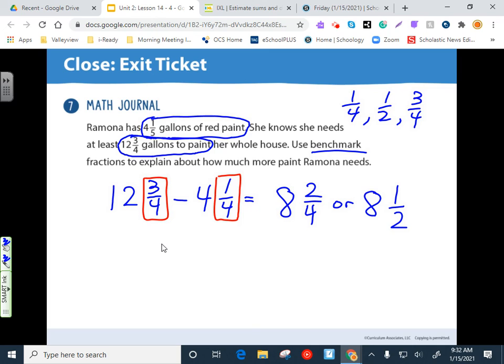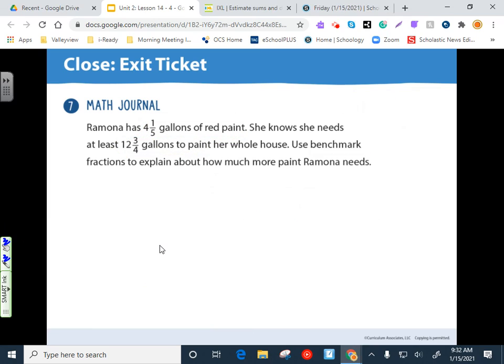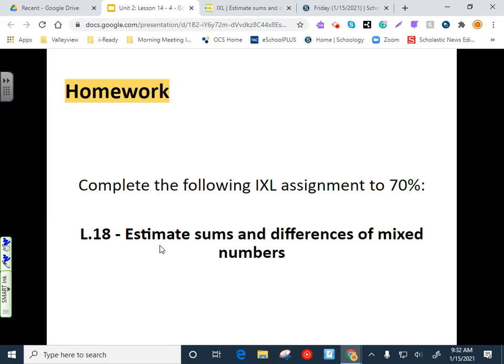It's actually our last lesson we're going to do for this book. And your homework for today is L18, estimate sums and differences of mixed numbers. Yesterday's we've already dealt with decimals, so today I thought it'd be mixed numbers. Using those benchmarks, using the idea of rounding up, you can do your numbers for that. It's going to be adding and subtracting. And if you have any problems, just let me know and I will help you get that done.